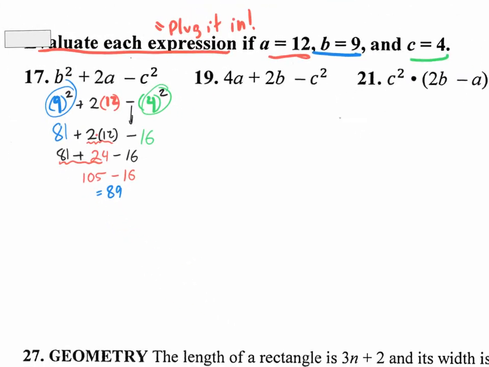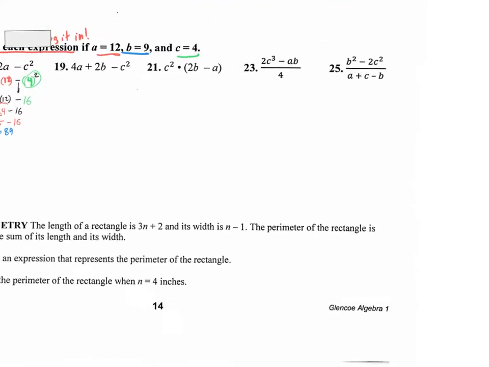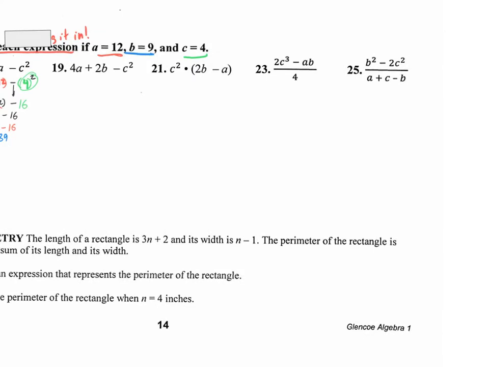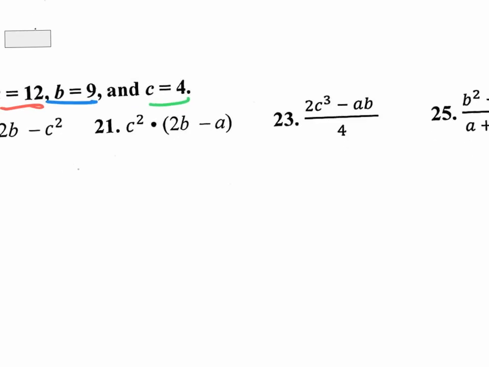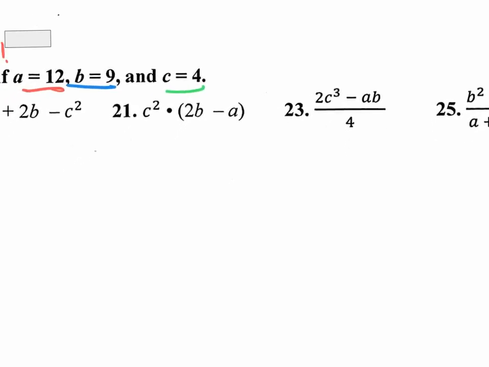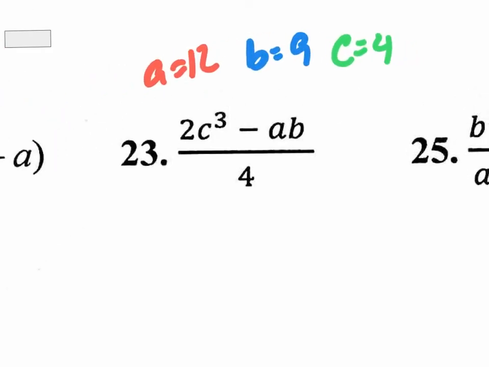Would you like to see any other ones on this section, 17 through 25? 23? Sure, let's do 23. Once again, let me jot these down right here. A is 12, B is 9, and C is 4. That way I could zoom in and we could still have those values there.